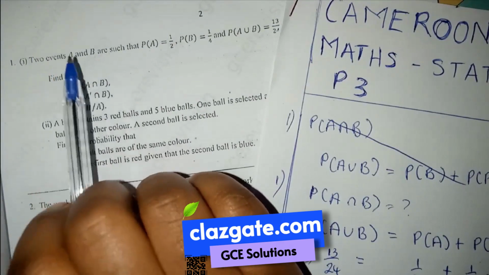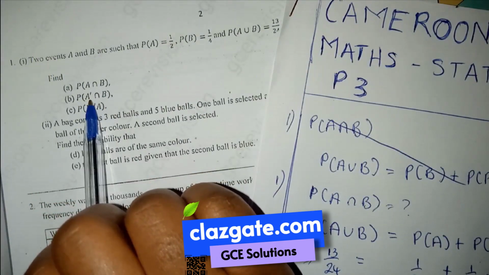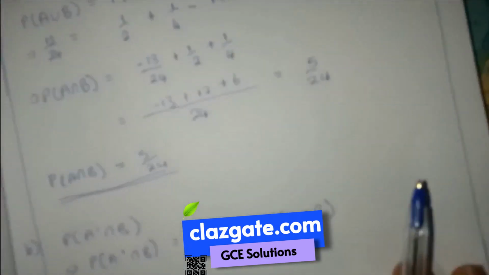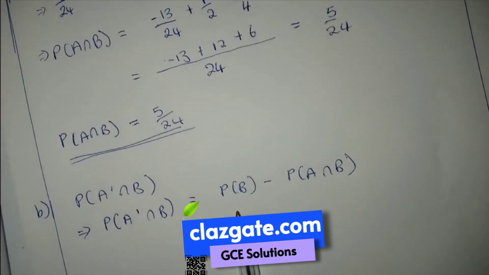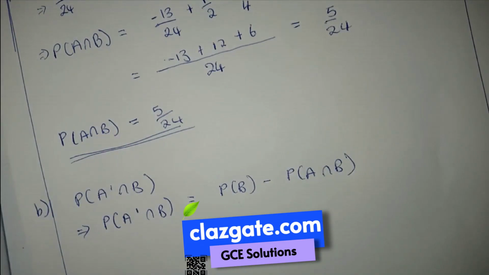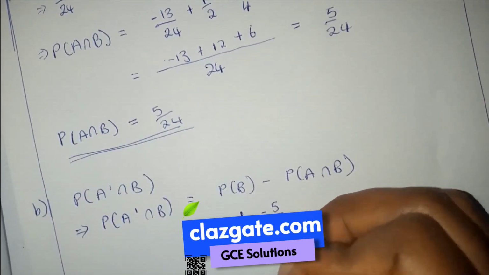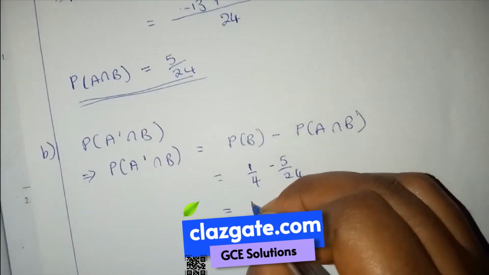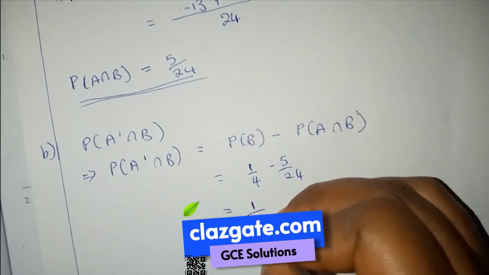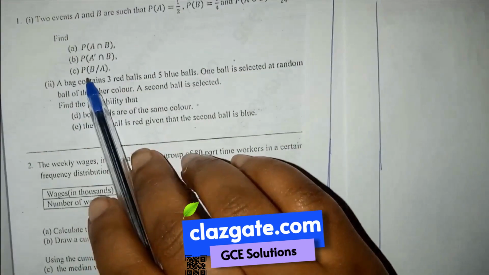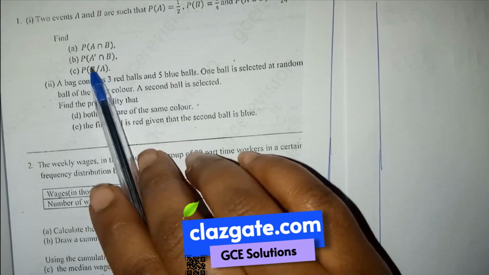We have been given two events, and then A complement means that A does not happen, and if A does not happen, what happens? We'll have B happening. Why? Because we have only two events. So A complement is the same as the probability of B minus A intersection B, which we just calculated here. So the probability of B is 1 on 4 minus 5 on 24. This gives us a total of 24.